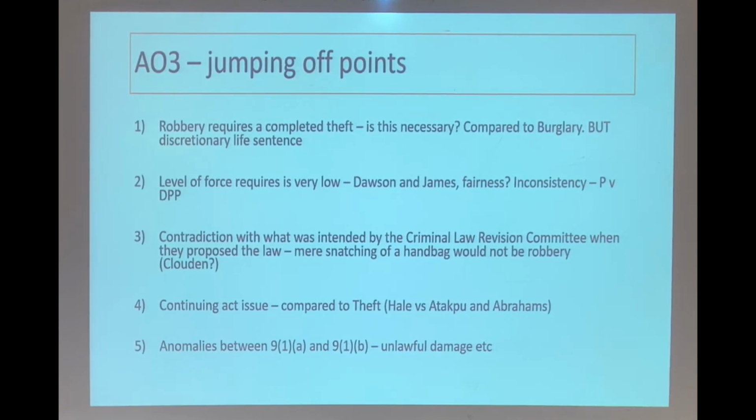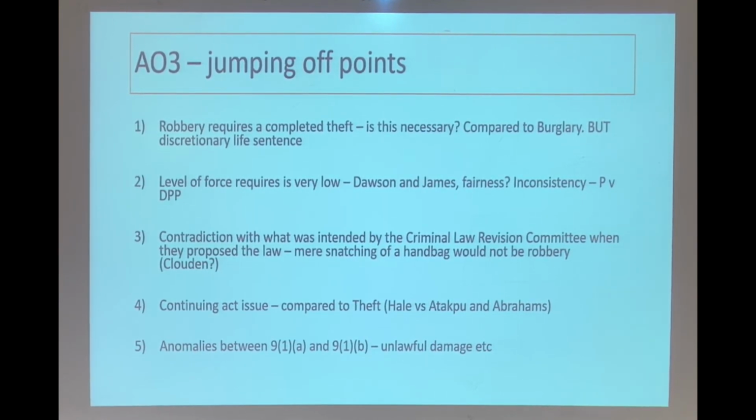Moving on to burglary now. There are anomalies between 9(1)A and 9(1)B, so between the two offences. One of the major ones being that unlawful damage is mentioned as one of the trigger offences in 9(1)A, so one of the offences you have to intend as you enter, but it's not mentioned in 9(1)B at all. So 9(1)B clearly has just theft and GBH and attempted either of those. It makes no mention of unlawful damage whatsoever.